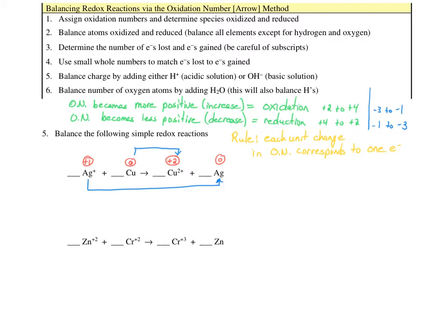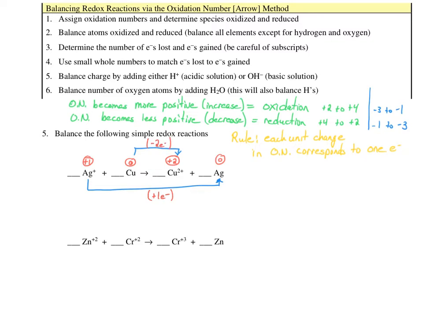The next step is to determine the number of electrons lost and gained. Now the rule here is that each unit change corresponds to 1 electron. Here, silver is going from +1 to 0. 1 unit change, it's being reduced. This means it is gaining 1 electron. Copper is going from 0 to +2. That's 2 units change. It's becoming more positive. It's being oxidized. It's losing 2 electrons.